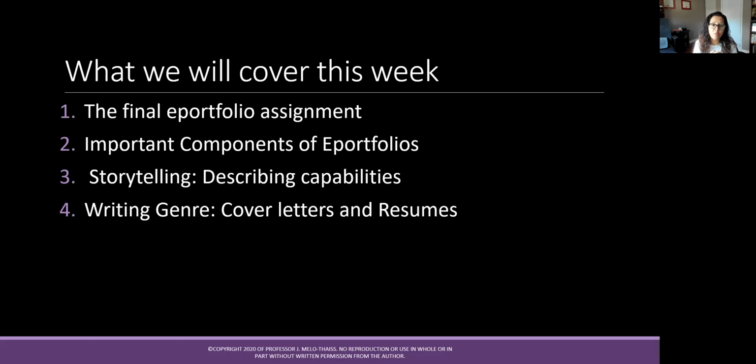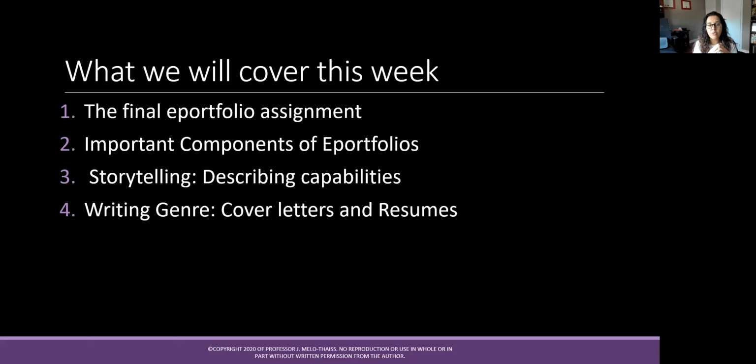I'm going to go through some very important components of the e-portfolios, and I'm going to talk about something that I really have sort of hit on several times during the term, which is storytelling. And in this case, you're not going to be telling a story of fiction. On the contrary, your e-portfolio is about sharing the narrative of your capabilities. Who are you? What is your vision? What is your purpose? What are the skills you bring to your audience? And so on. So you're going to want to think about what kind of story your e-portfolio is going to tell. And we are going to talk about cover letters and resumes.